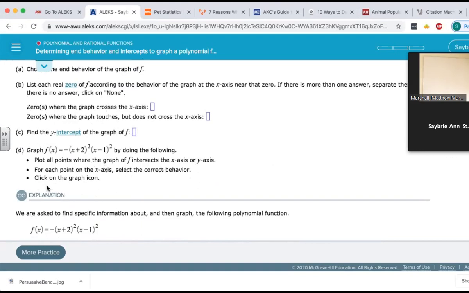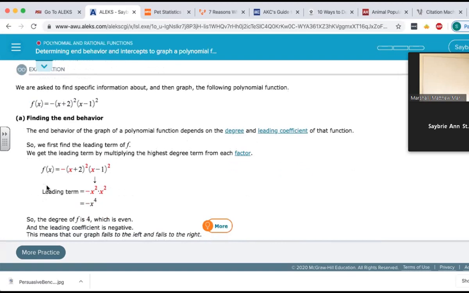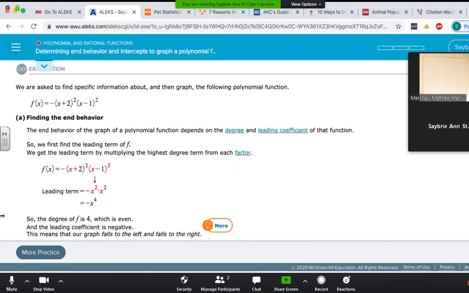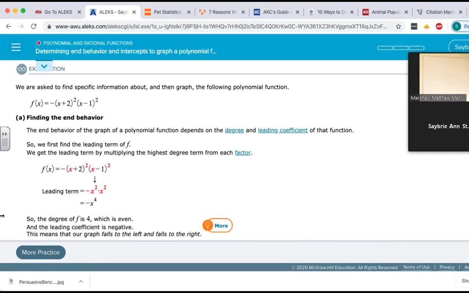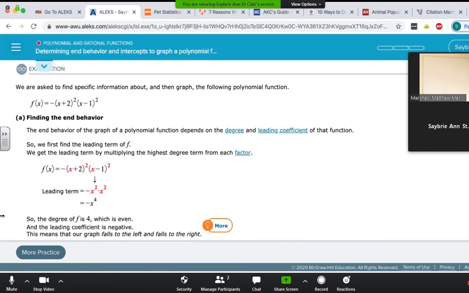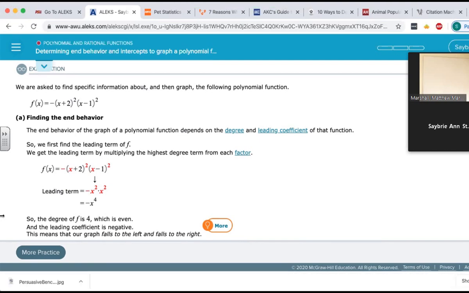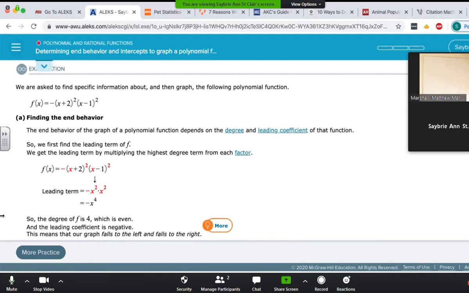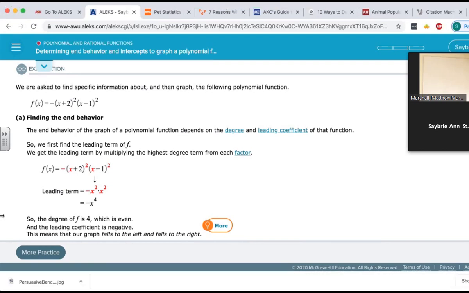Alright, so the first one is the end behavior. You want to go down a little bit. So end behavior, there we go, right there. So it says negative x squared, negative x to the fourth, degree of 4, which is even, the leading coefficient is negative, so that is going to make us look back at that little chart again. Remember that little chart we had? We've been using multiple times, I believe.